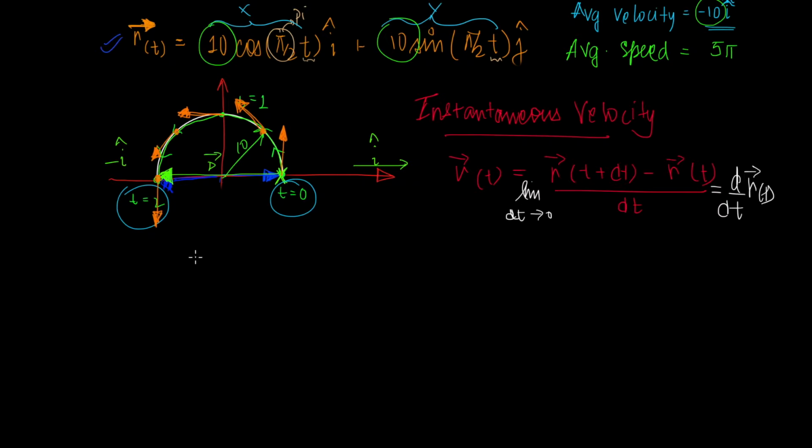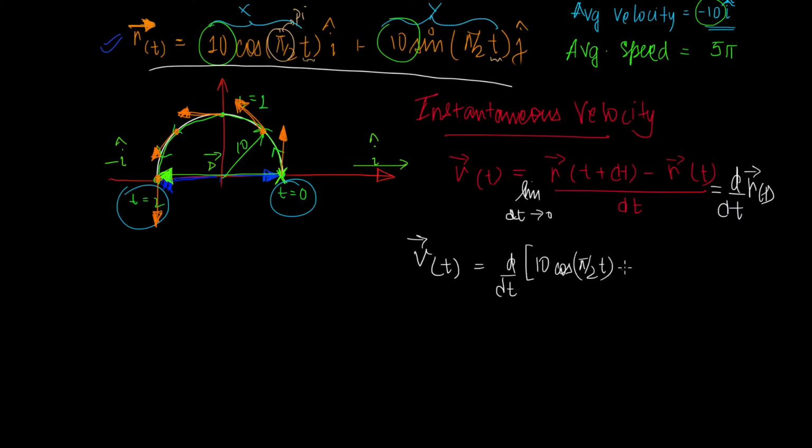So let us consider a more general case. We evaluate velocity at a general time t. So v of t would be d by dt of the position vector at time t, and that is given by this expression right there. So let's write that expression down. That is 10 cosine pi by 2 times t i cap plus 10 times sine of pi by 2 times t j cap. That is the position vector.